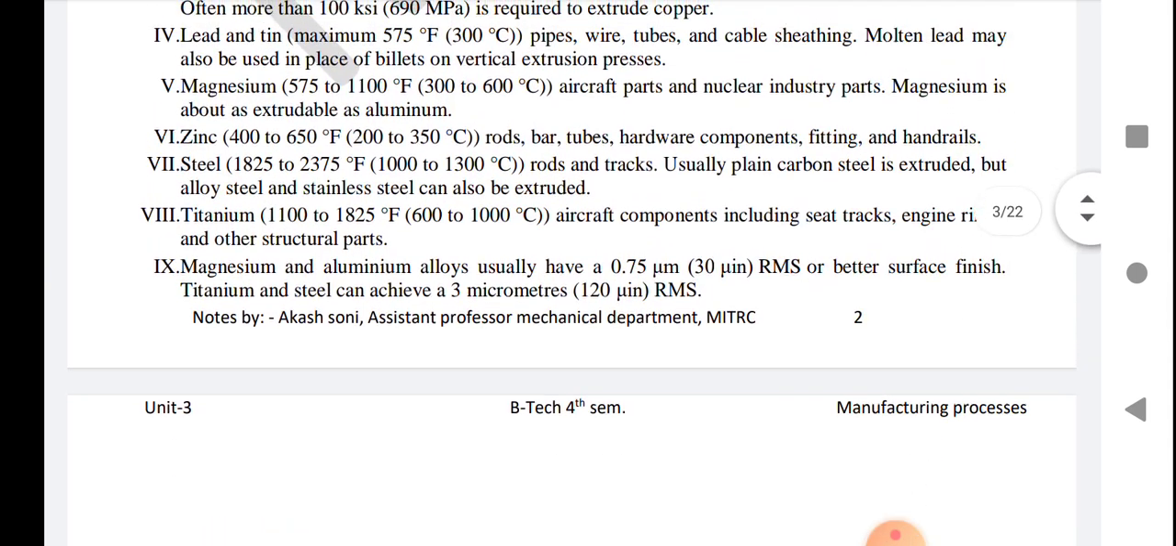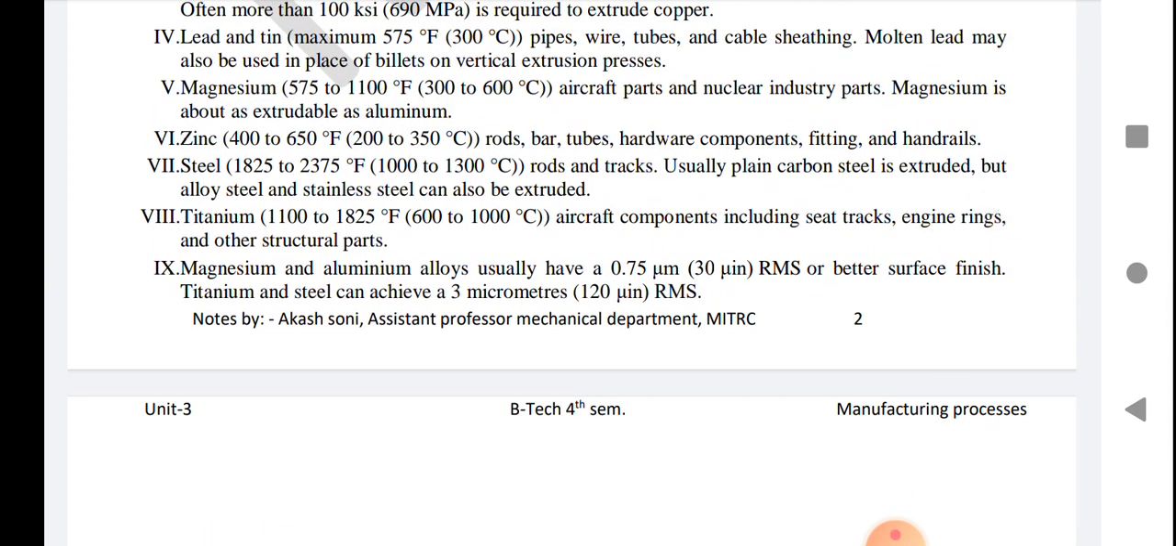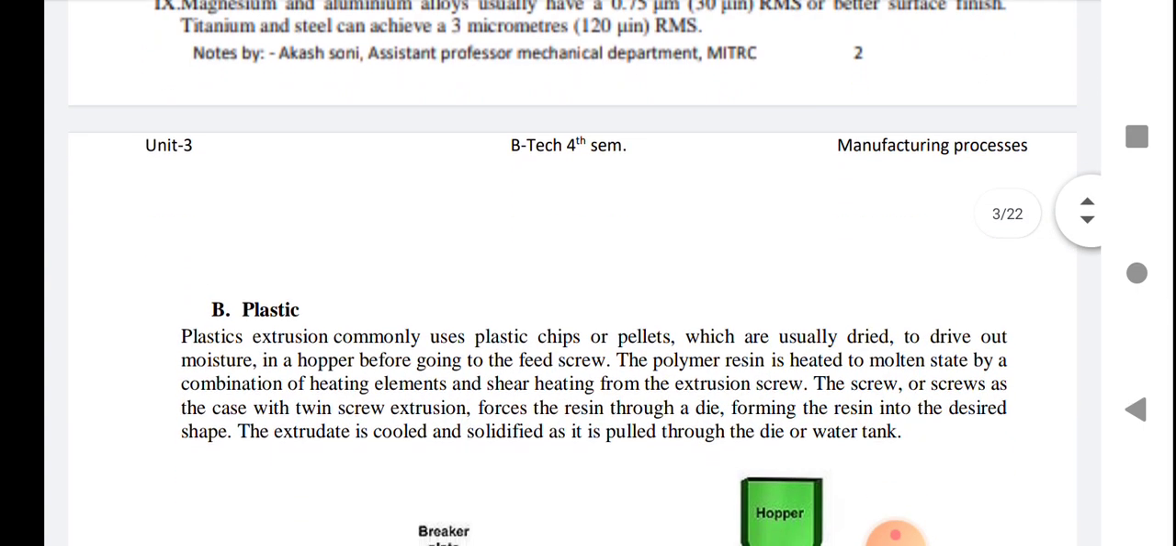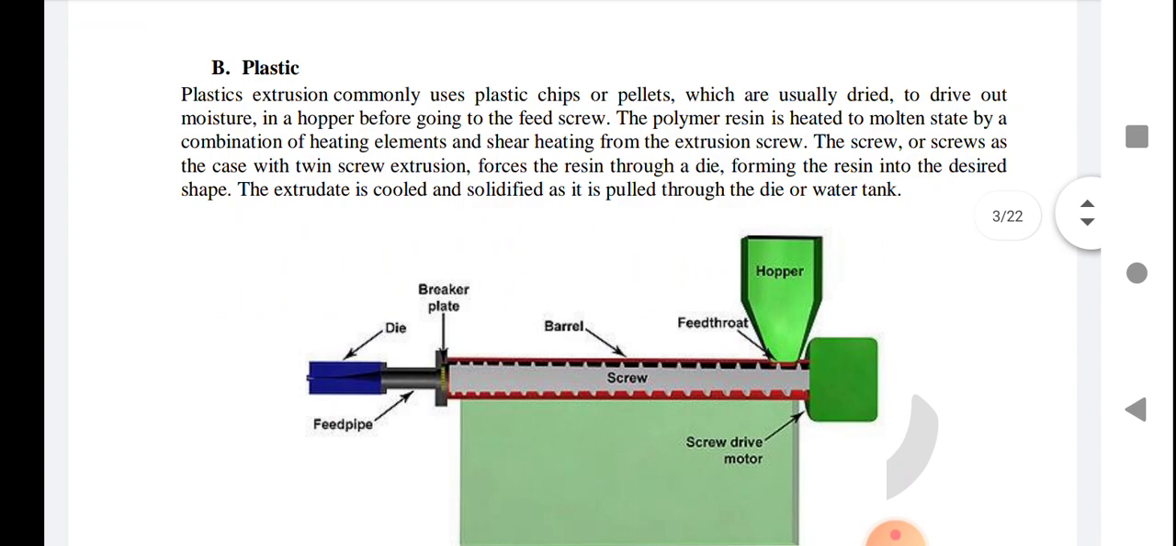Magnesium and aluminium alloys usually have 0.75 micrometer RMS on billet surface finish. Titanium and steel can achieve 3 microns. Plastic, it is the most commonly extruded material. Plastic, we see in our surroundings, or any product we purchase from market is made from plastic in some part. If we purchase a bike or car or chairs, we see the plastic materials.